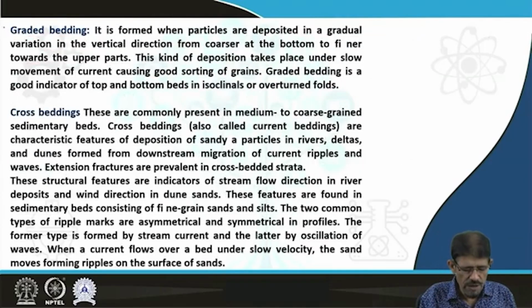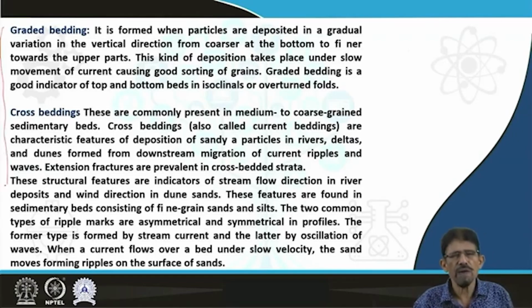Besides this, if we are going to see the beddings, the beddings can be divided into many groups, many types or many classes. However, broadly we are going to divide bedding into two categories: graded bedding and cross bedding. Further, cross beddings we can divide into different categories formed by the ripples under different energy conditions.